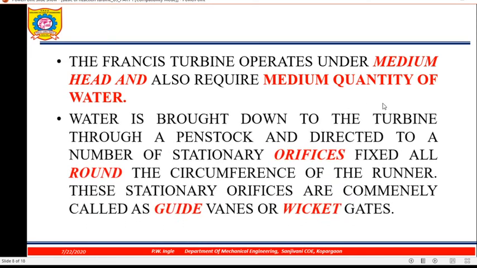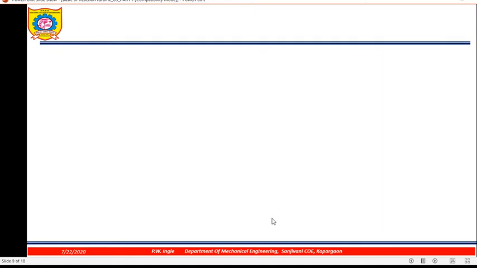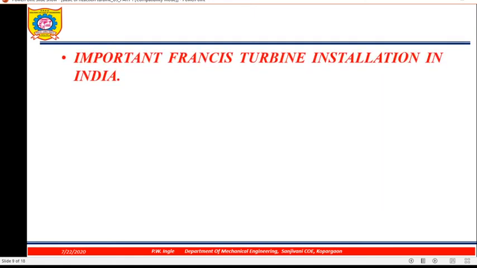Water is brought down to the turbine through the penstock and directed to a number of stationary orifices fixed all around the circumference of the runner, and these stationary orifices are called guide vanes or wicket gates. This is about Francis turbine.